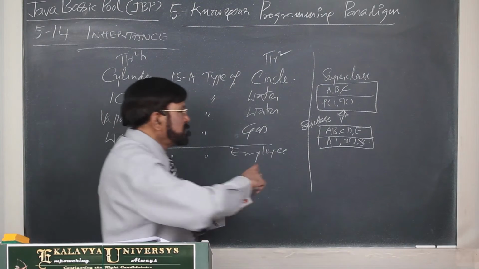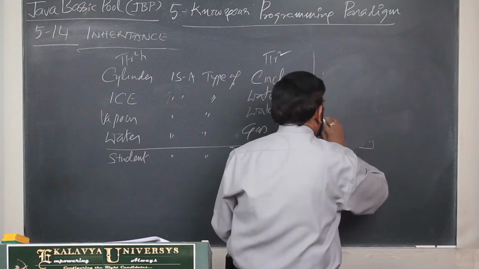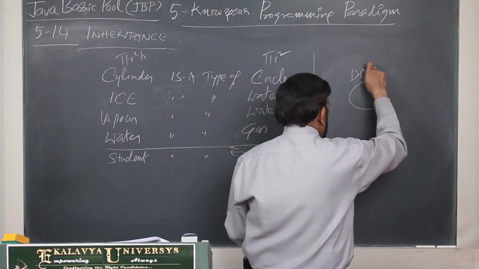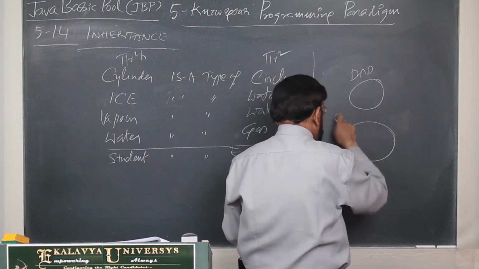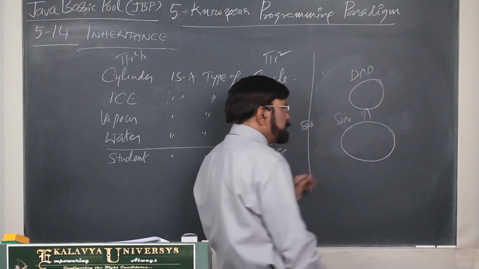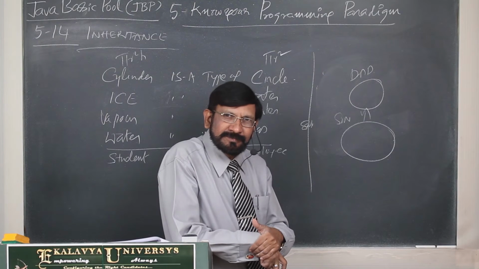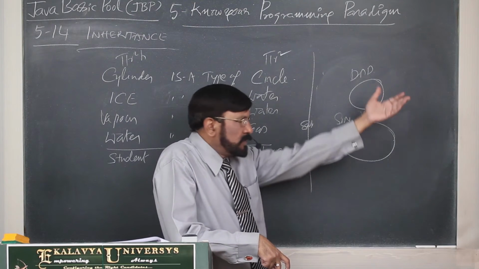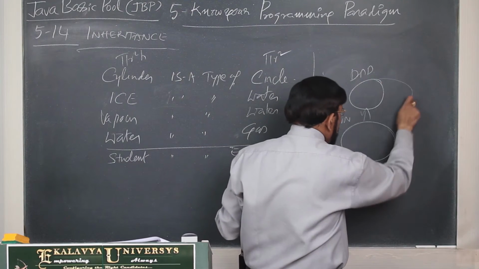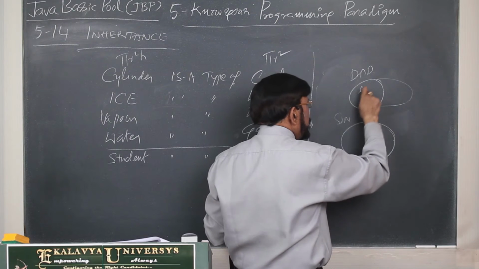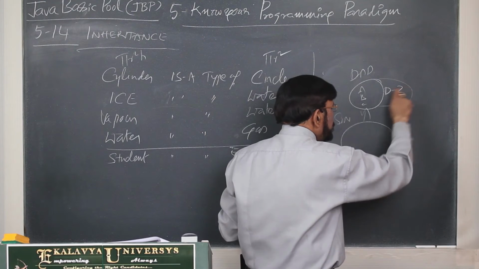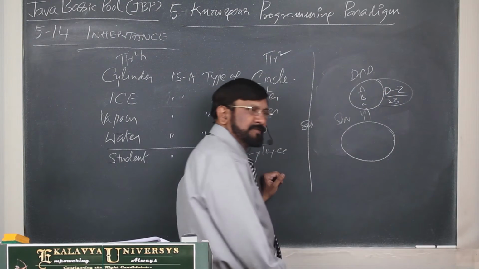Here one logic you have to understand. This is dad, this is son. The son is interested to take his father's properties. He may not be interested to take the father's liabilities. Here what happens? This is the superclass. In that, A, B, C are common features. D to Z, the other 23, are uncommon features.